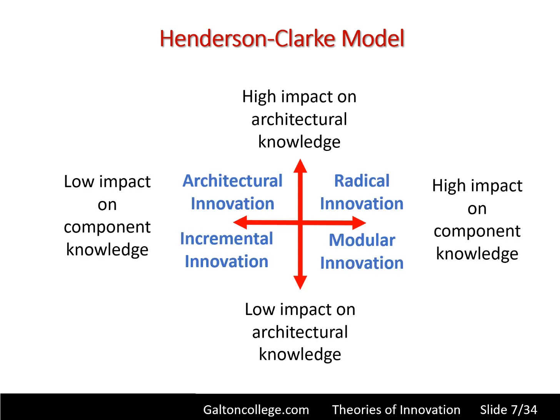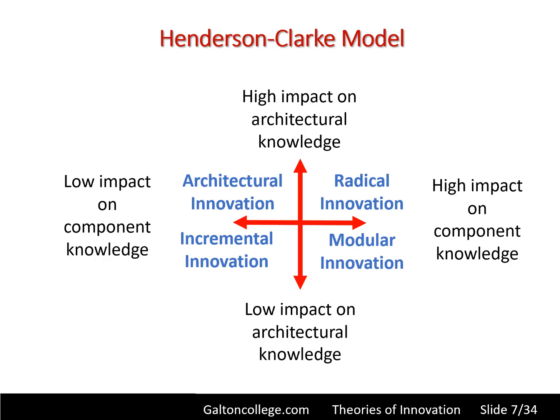Now, if we fit in 4 classifications here, we've got architectural, radical, modular, and incremental innovation. So we have 4 different types of innovation that can be identified through this model. That's why the Henderson Clarke model is a useful model. We can now look at innovations and classify them as architectural, or radical, or incremental, or modular. We can decide between them. What type of innovation is it?